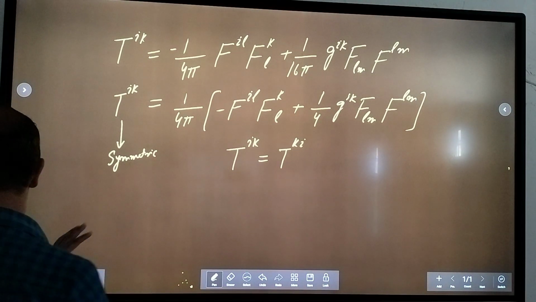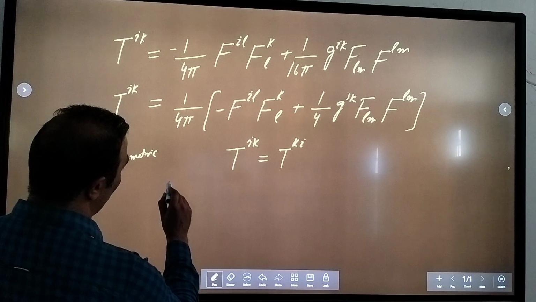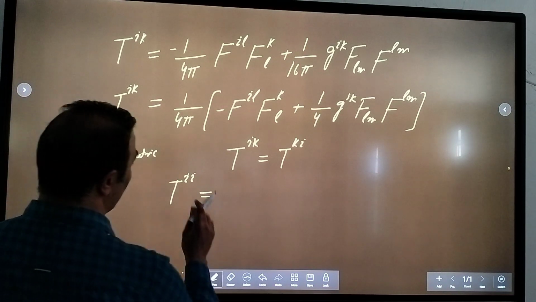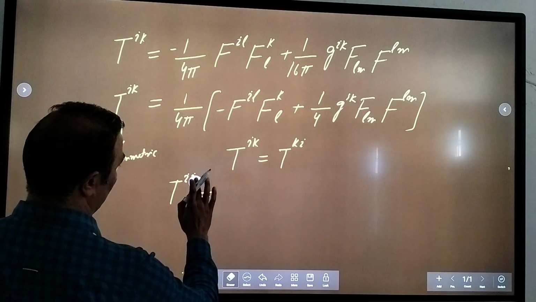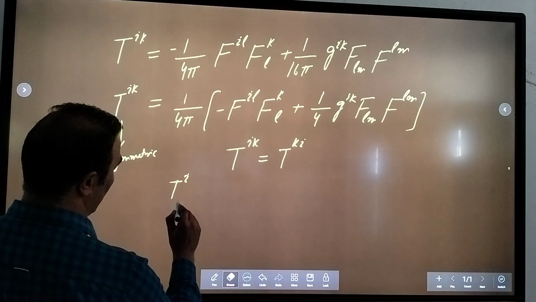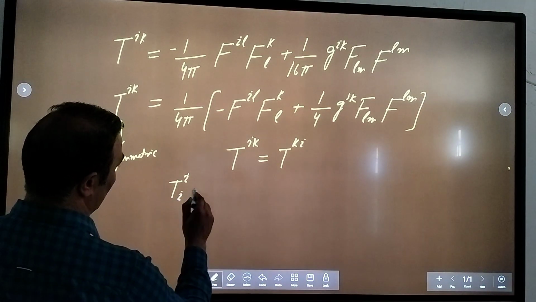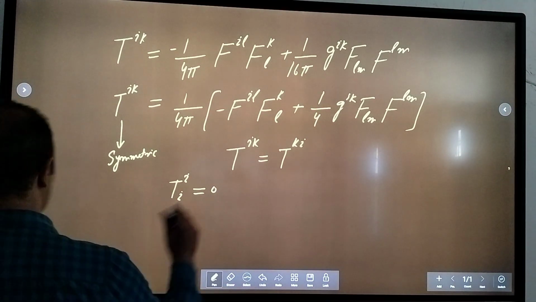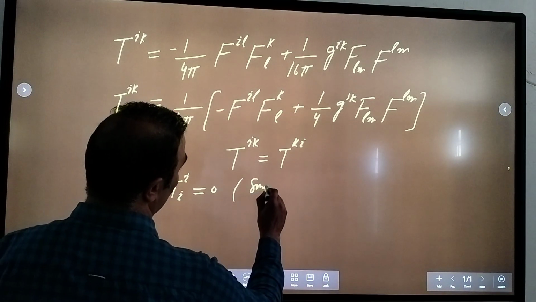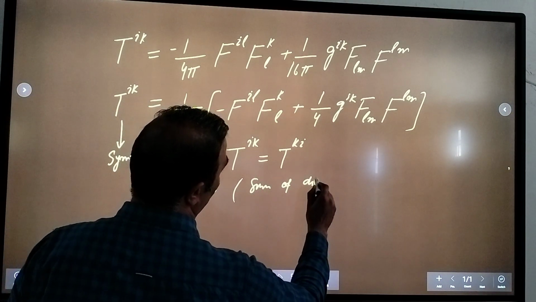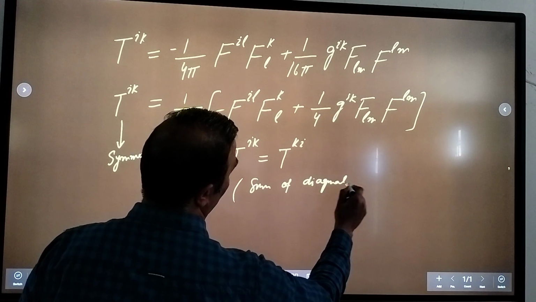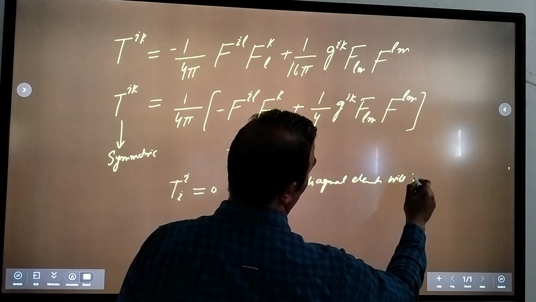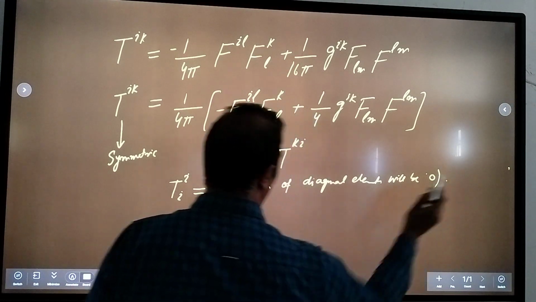Now if you want to calculate T of i, the trace, that will be equal to 0, right? So that means if I calculate this, the sum of the diagonal elements will be equal to 0 in this case.